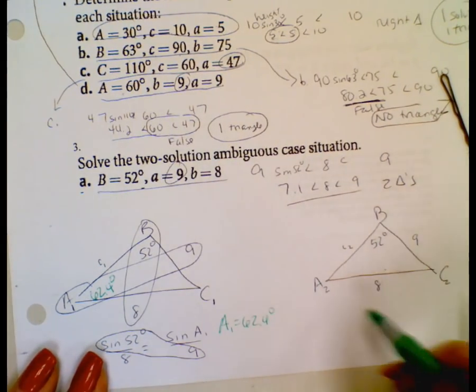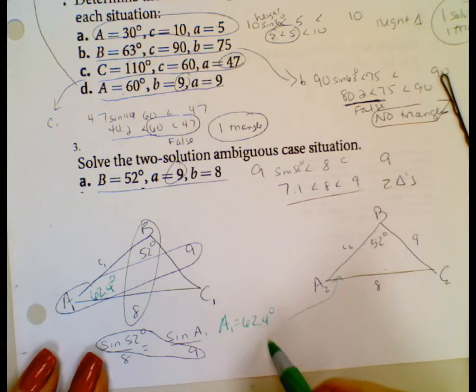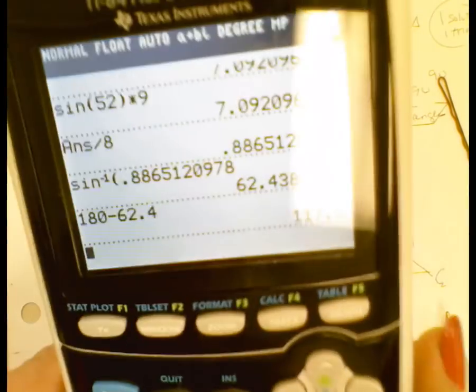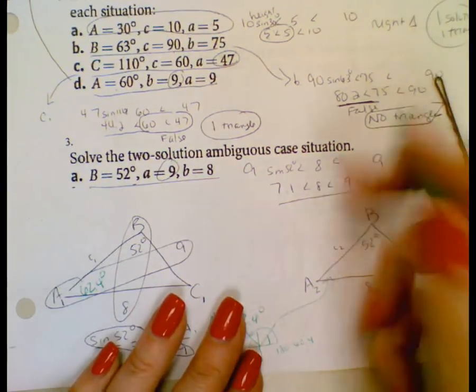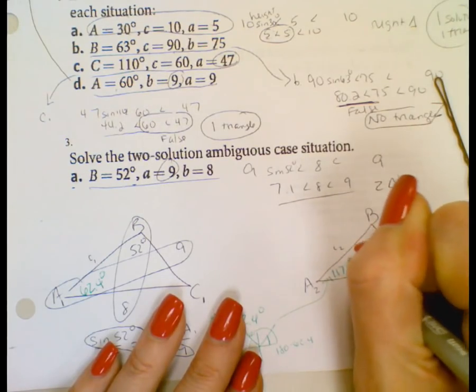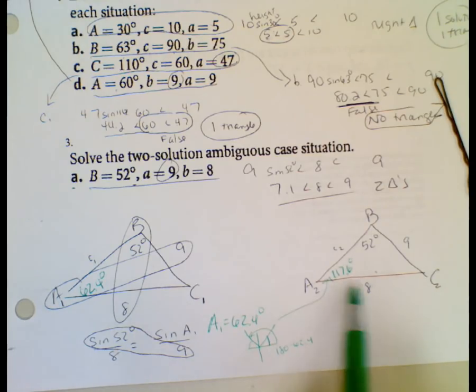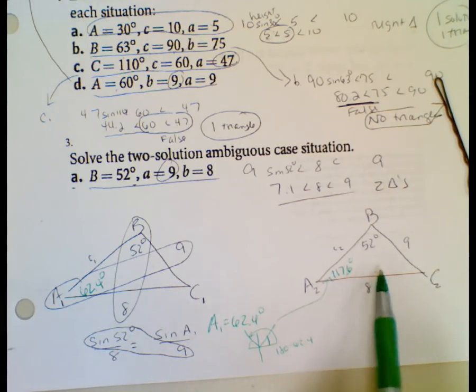Now immediately we're going to go over to A2. The way that we find that, since this is 62.4 here, there's another angle in the second quadrant that has a sine that's equivalent to sine of 62.4. And you find that by taking 180 minus 62.4. And the obtuse angle on the other one is 117.6. So whenever you find an angle here, the other one on the other triangle will be obtuse. I know this is not a drawn to scale drawing, but it's all right.